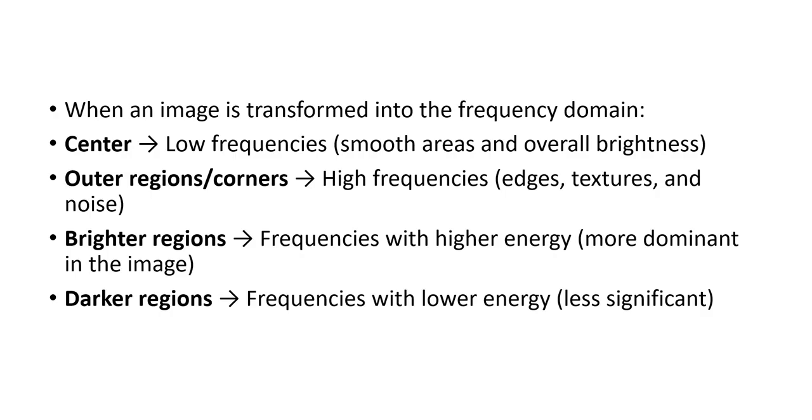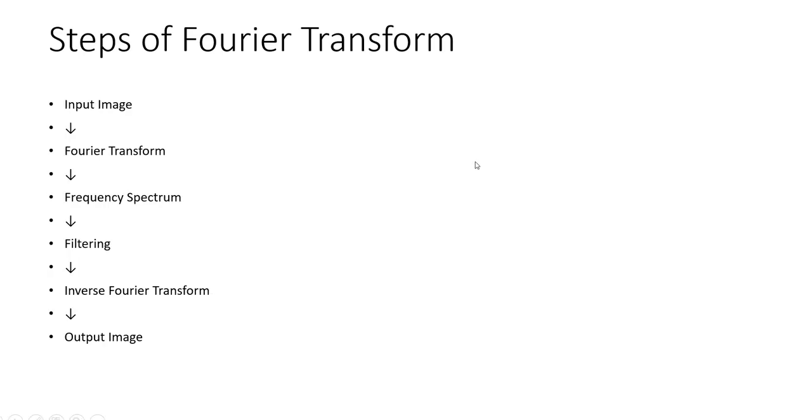Darker regions means frequencies with lower energy. So outer regions, high frequencies, means the image has more of edges, textures and noise. But if you have something like, let's say, the image of a sky, it only makes a transition from light blue to dark blue. So it indicates smooth areas.